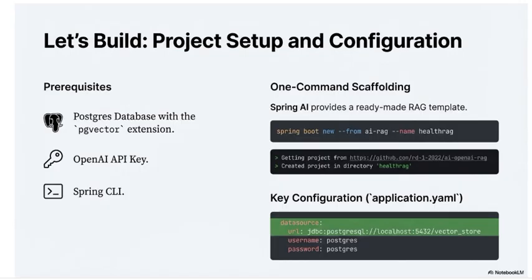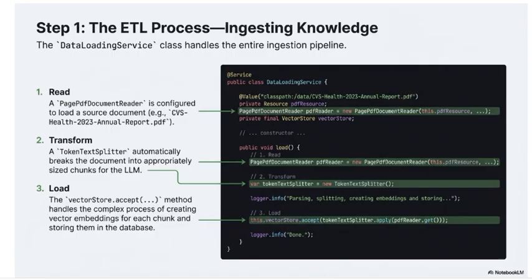Let's walk through the steps for unstructured data ingestion, using a PDF document as our example, like the CVS annual report from the source material. Okay, the core ingestion logic would live in a Spring component. Let's call it the data loading service. This service orchestrates the entire ETL process defined in that top architectural layer. So how does this service handle reading and splitting the PDF?